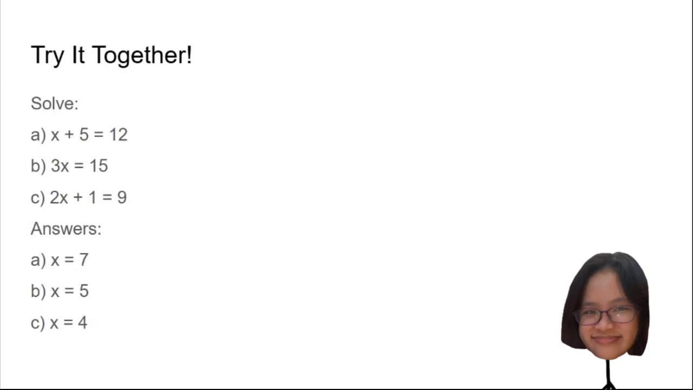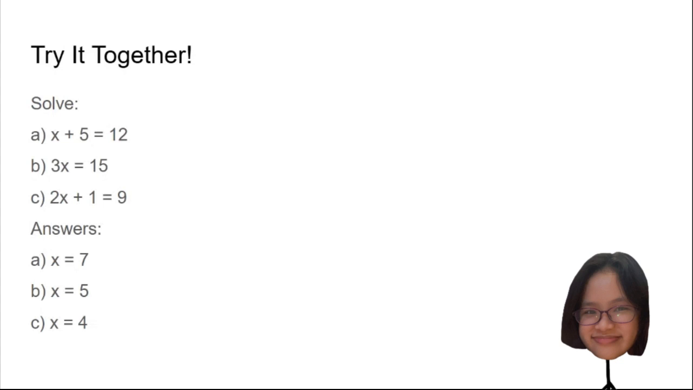Next, we have 3x equals 15. For this, we just have to divide by 3, which means 15 divided by 3 equals 5. Then we have c, which is 2x plus 1 equals 9, which lets us use our previous skills to do it. Firstly, we have to minus the 1 from the equation, which will make the 9 an 8, and then we're going to divide by 2 since it's 2x. So it'll become 4. So x will equal 4.